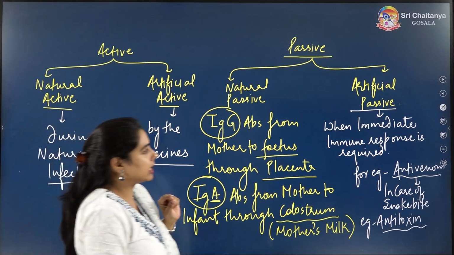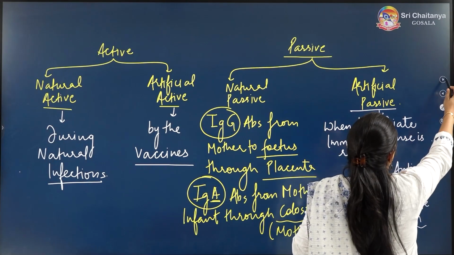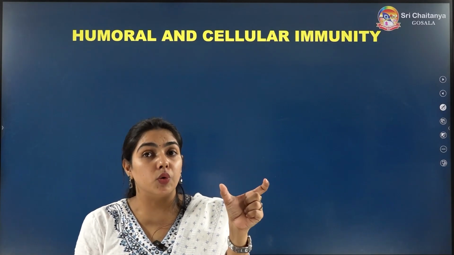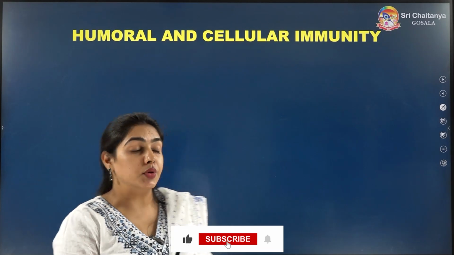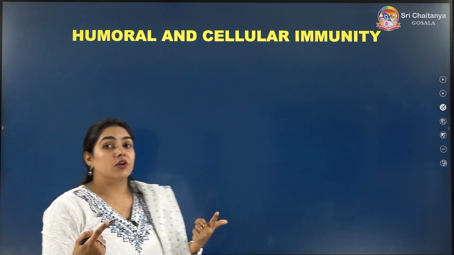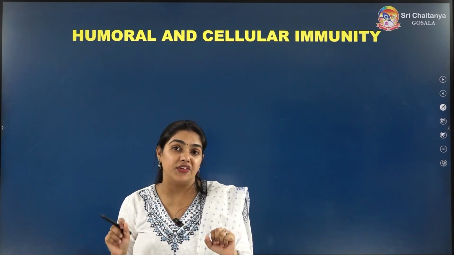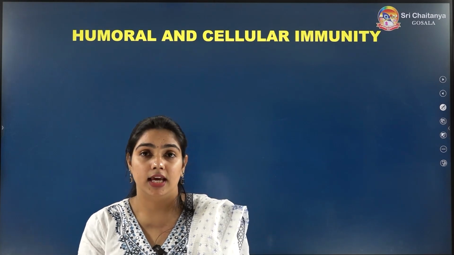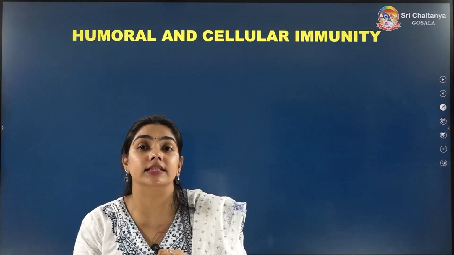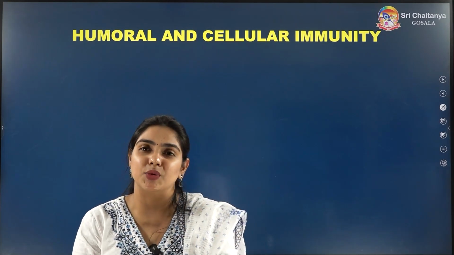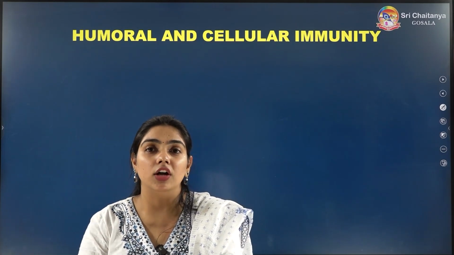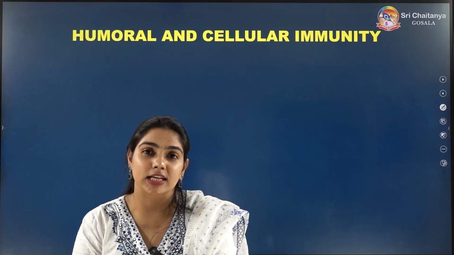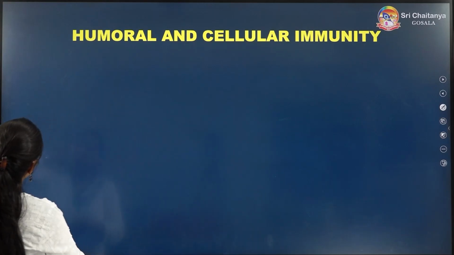Now quickly I am going to introduce you to two more terms. One is humoral immunity, one is cellular immunity. These are also types of acquired immunity, but the basis is different. Active and passive is on the basis of participation of the host body. These two types are on the basis of which cells are providing the immunity. B lymphocytes are involved or T lymphocytes are involved. These are the two cells I told you about in the starting itself. Yes or no? Alright.